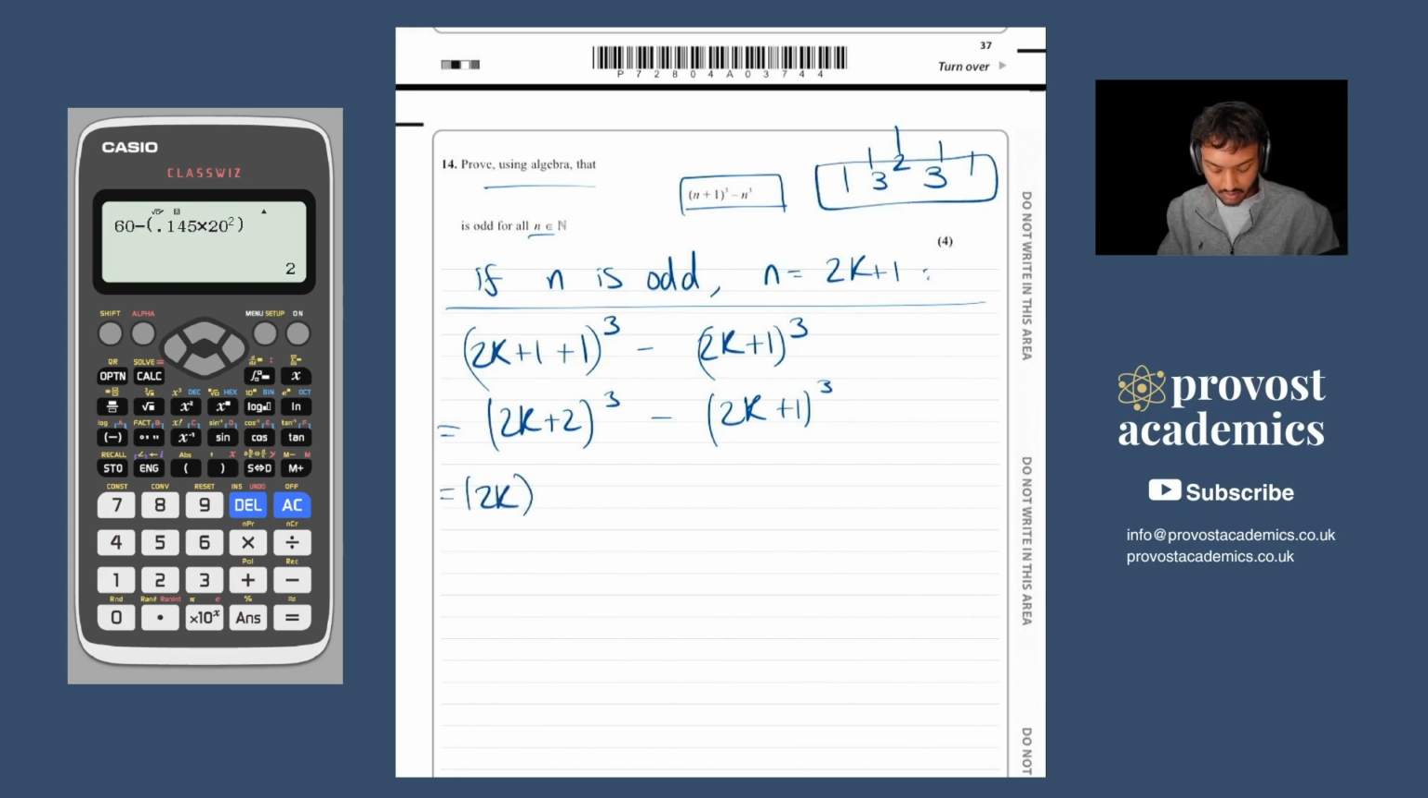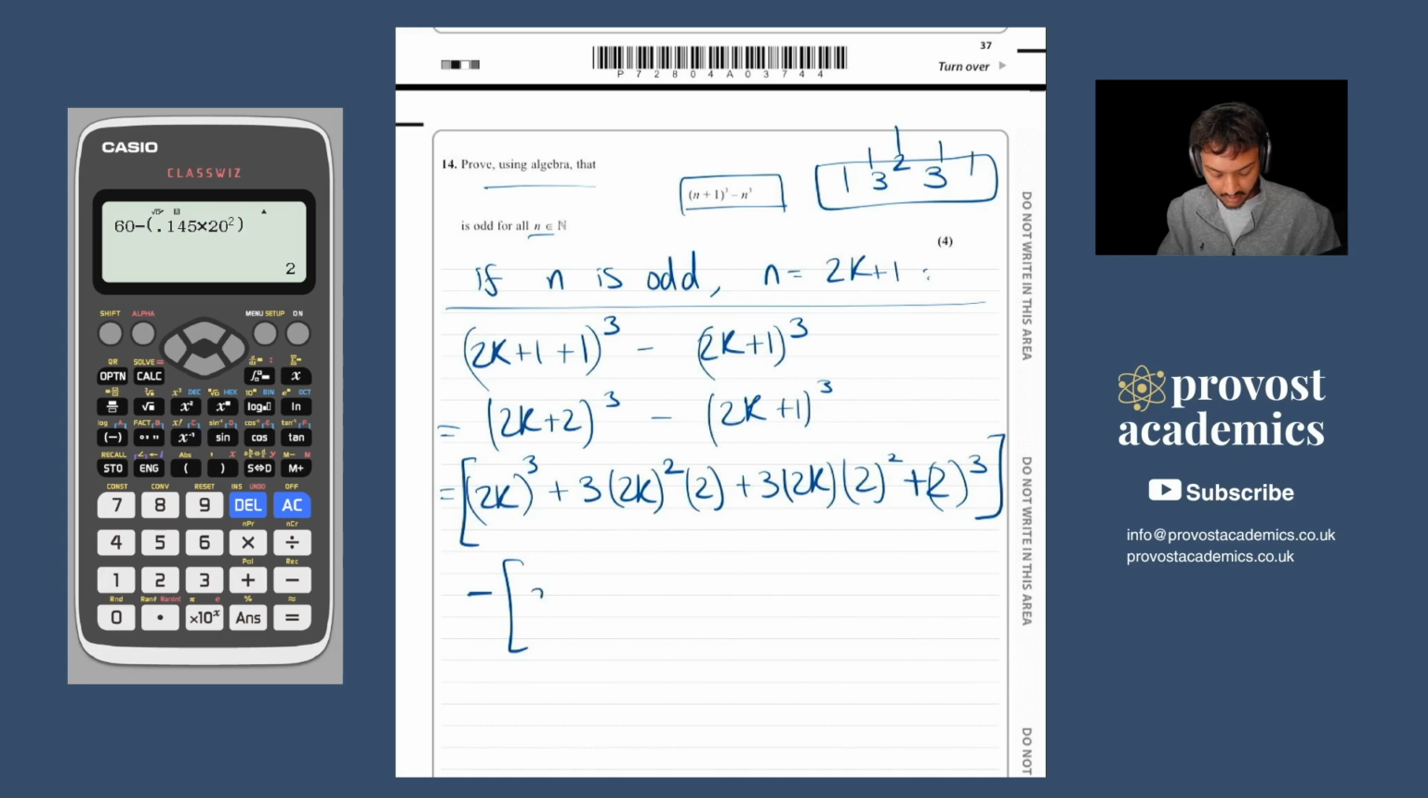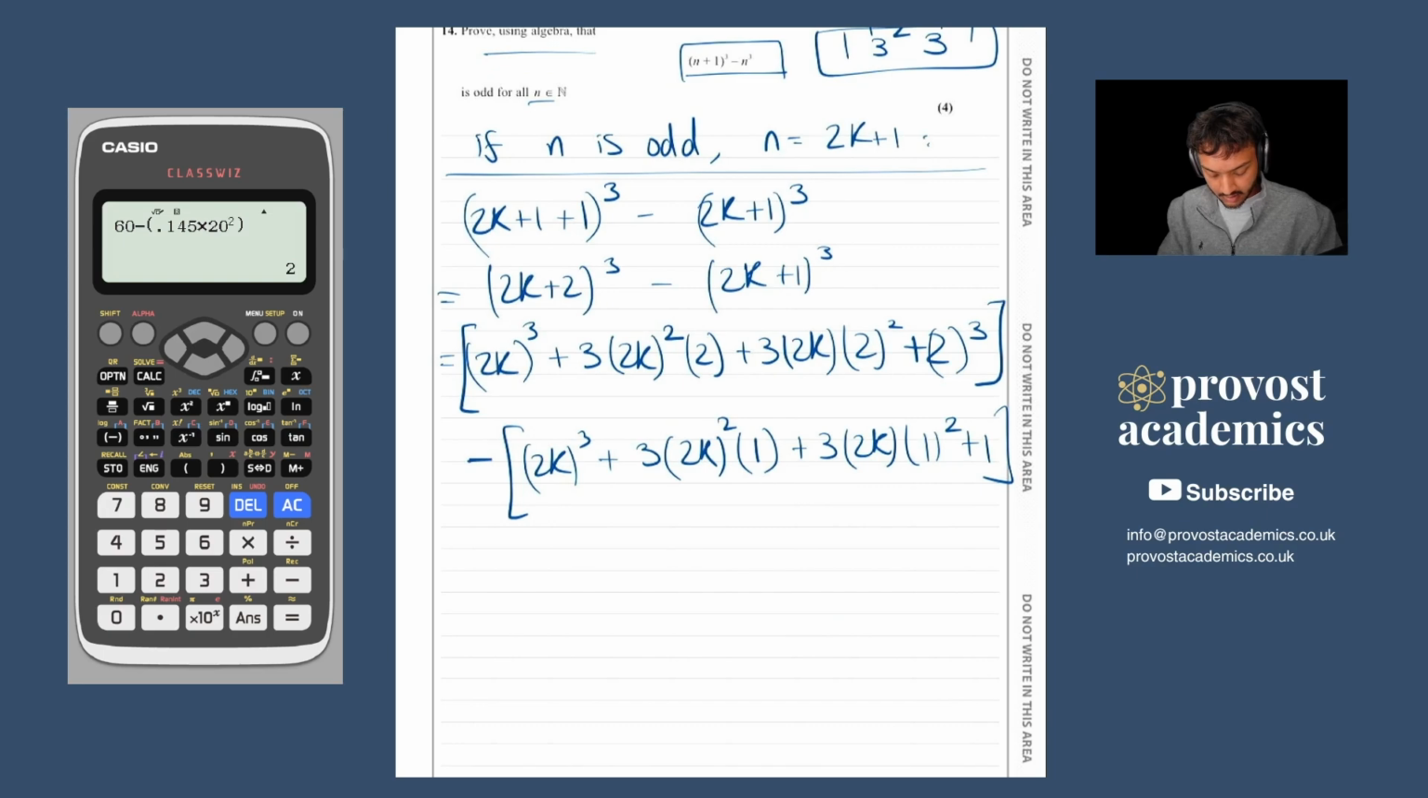So (2k) cubed plus 3 times (2k) squared times 2 plus 3 times 2k times 2 squared plus 2 cubed. And I'm going to put these in one bracket and then take away, on the other hand, (2k) cubed plus 3 times (2k) squared plus 3 times 2k times 1 squared plus 1. Okay, clearly I can just get rid of these two right away. Now let's expand everything else.